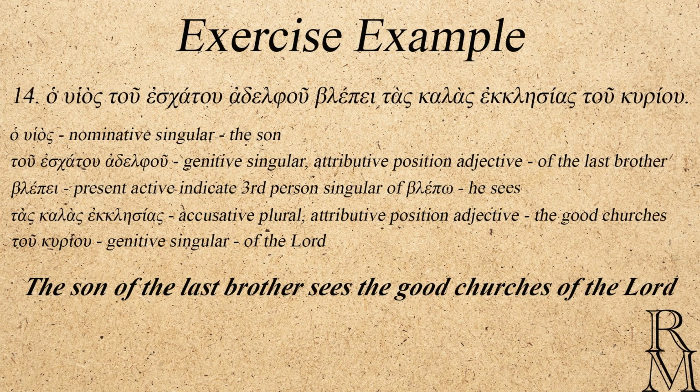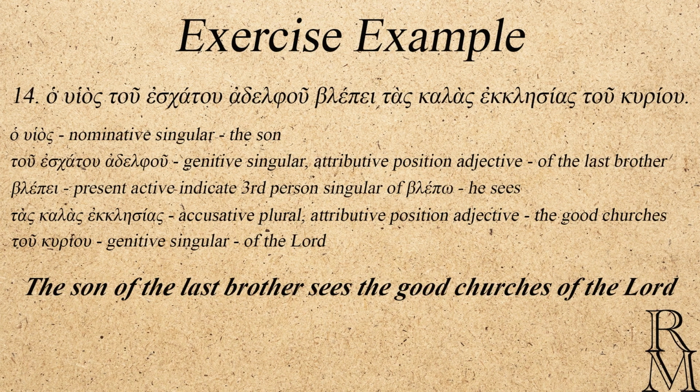The son of the last brother sees. So what does he see? But we look at the remainder of the sentence, we have tas kalos ekklesias. That's accusative plural. And you'll notice that every one, the adjective, the definite article, and the noun, all are the accusative plural. And again, we have this adjective here that's in the attributive position, and it means the good churches.